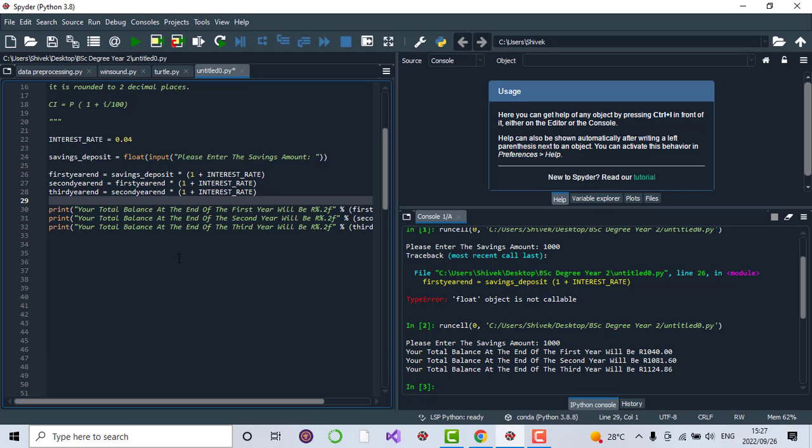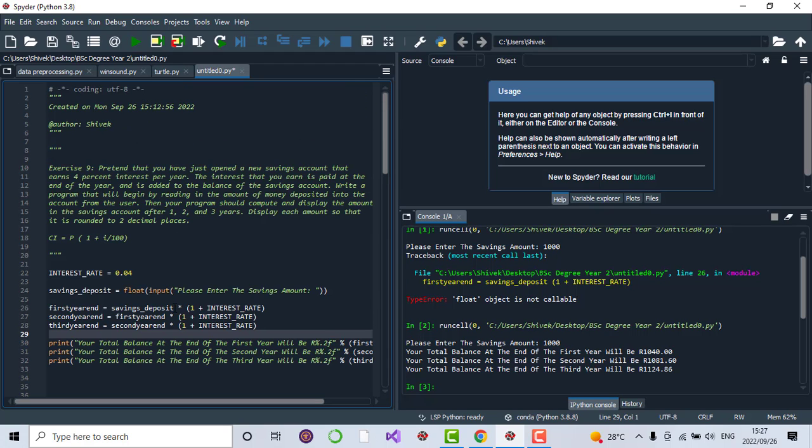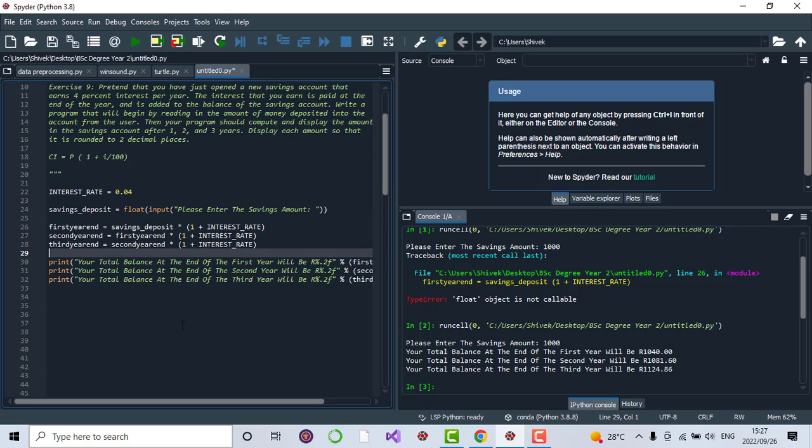We've effectively and successfully completed exercise 9 of our Python exercise tutorial series. And in this particular program, guys, we worked with a simple compound interest program, effectively calculating the year-end balance that's going to be present in that savings account at the end of the first year, second year, and third year, assuming we have a 0.04 interest rate added yearly to the deposit.